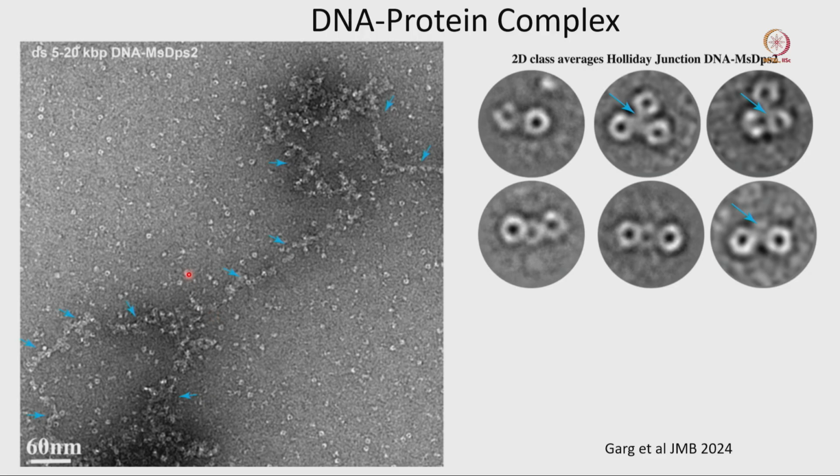In the other one, if you consider a very large double stranded DNA, from 5 kb to 20 kb, interacting with this particular protein, you can see this is the DNA molecule, and it is going through and forming a very large fold, where most of this MSDPS protein interacted with this DNA. Then we calculated class averages from this DNA protein interaction to see what kind of interactions there are between this protein and the DNA.